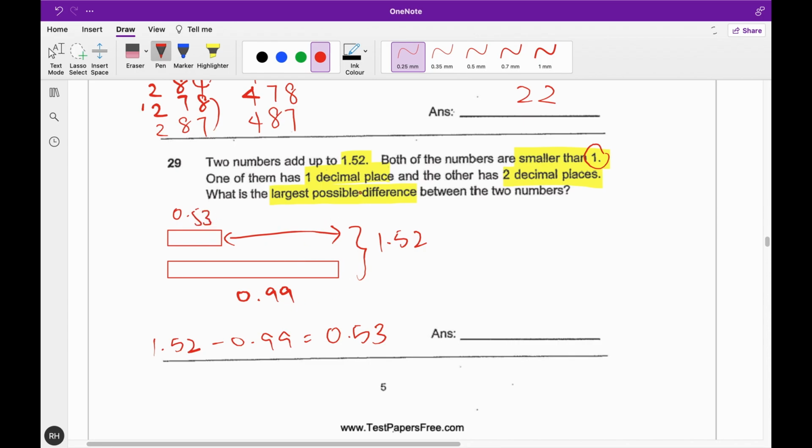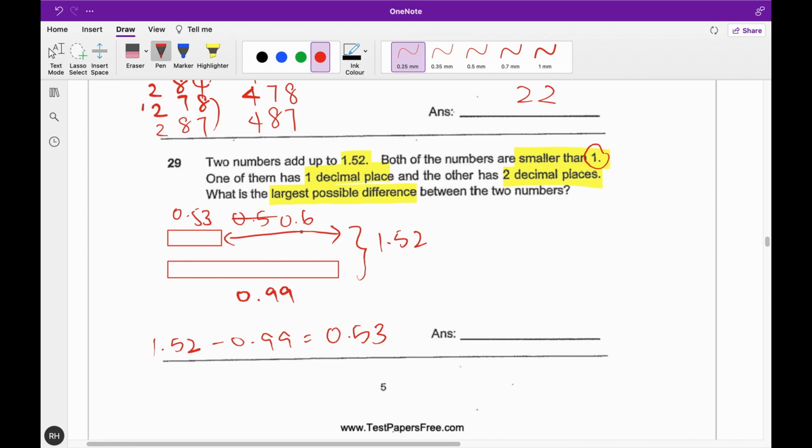Okay, but this is not the final answer because we need one of them to be 1 decimal place. So we have to make one of it to 1 decimal place. Okay, so which number, or what should we do next? So in order for this to be a decimal place, it can be 0.5 or it can be 0.6. Okay, so if we want to change it to 0.5, we have to minus 0.03, and this 0.99 have to plus 0.03. So this is not possible because this would then make 0.99 bigger than 1. So we can't go with the 0.5 route.